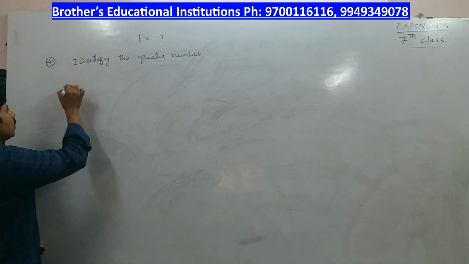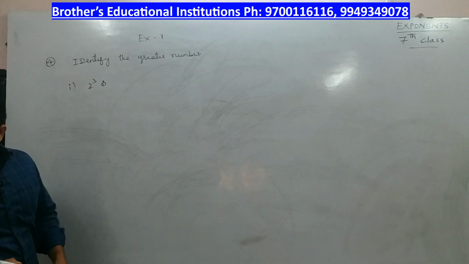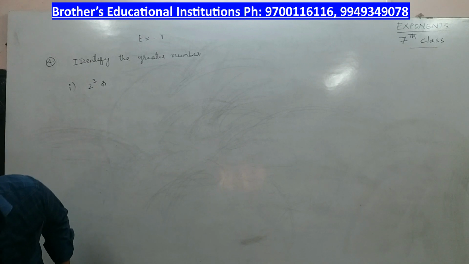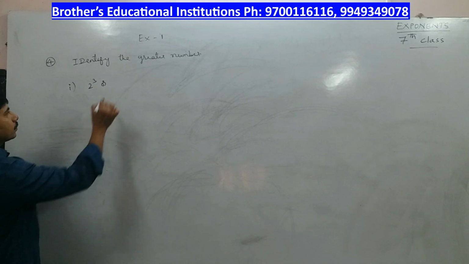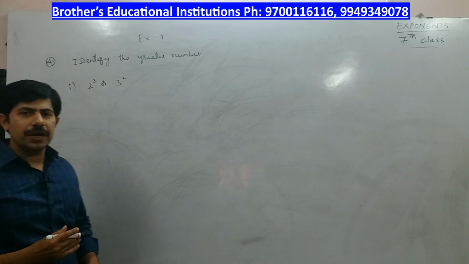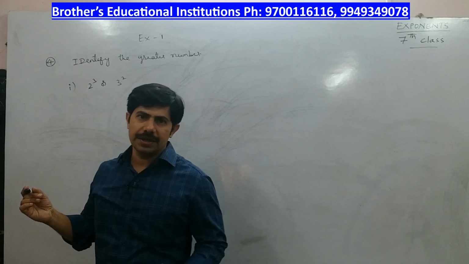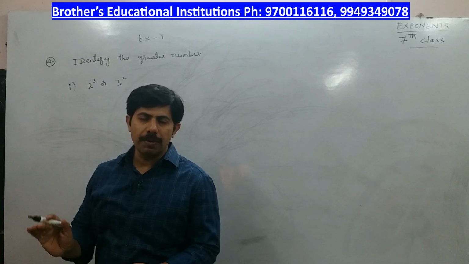The first one is 2 cube or 3 square. 2 cube or 3 square. So we have to identify which is the greater number. It's very easy to solve this. This is the exponential form given to us, 2 cube and 3 square. So first we'll solve 2 cube and 3 square.